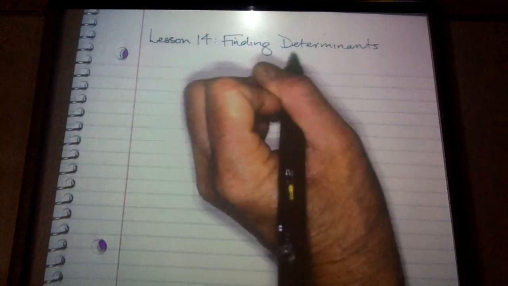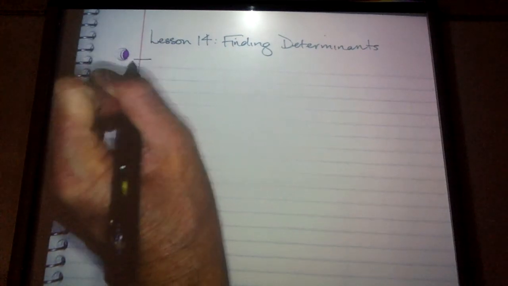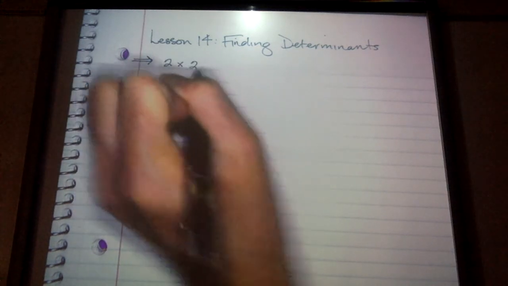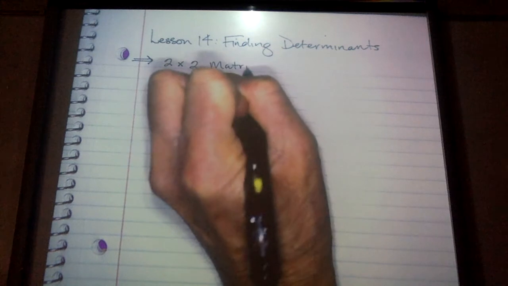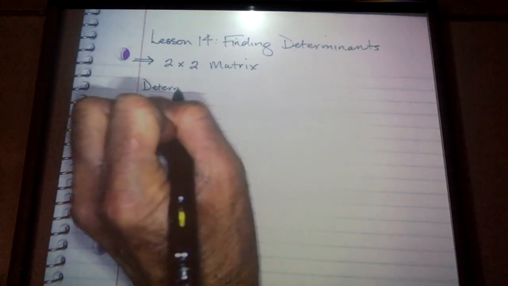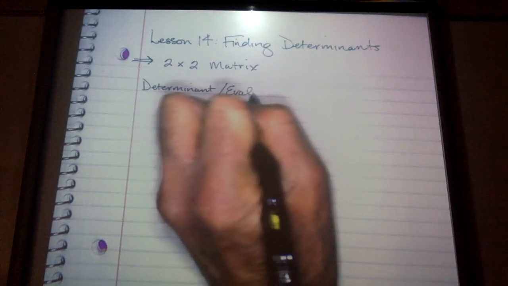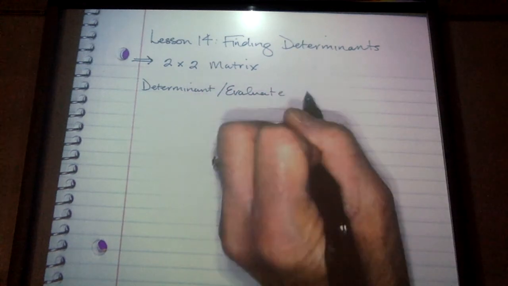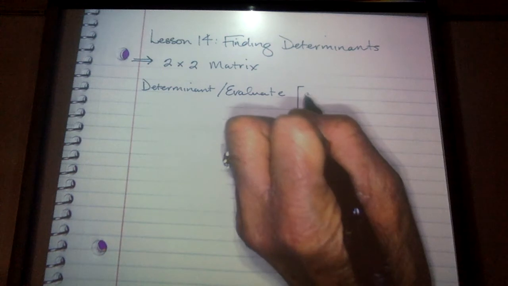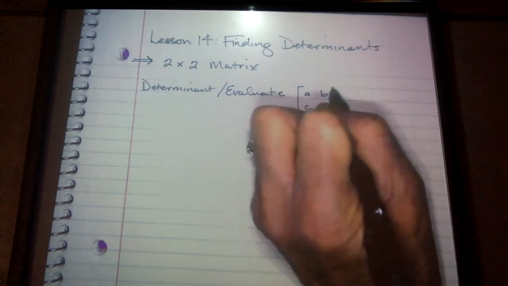We're going to be finding determinants of matrices, and I'm going to put this lesson into two parts. I'm going to start with a matrix that's a 2 by 2. So to find the determinant, and another way the book will ask is to evaluate a matrix, it will look like the following. I'm going to write this matrix starting in element 1, 1, so A, B, C, D.